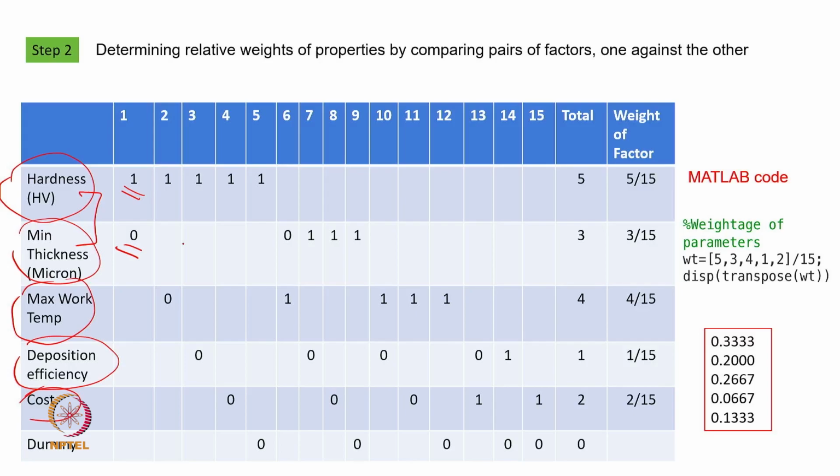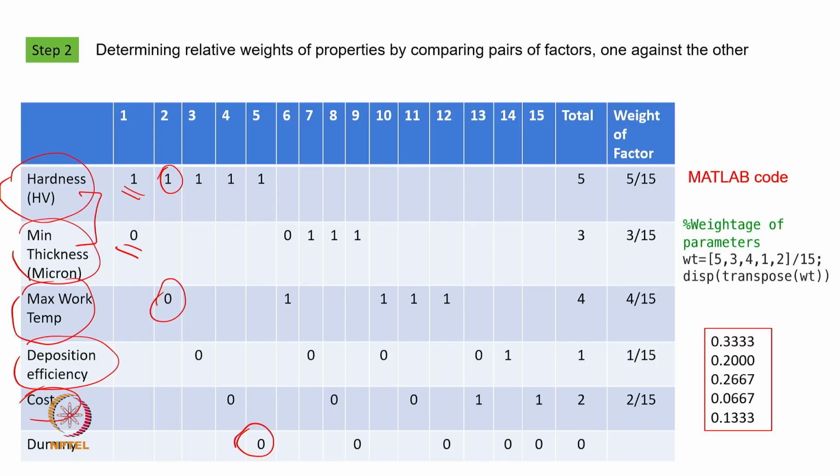Then comes hardness versus max temperature. We say again I will give maximum weight to hardness, I will not give the working temperature the importance that I am giving to the hardness. Then similarly, hardness versus deposition rate, hardness versus cost, and the last one is the dummy. We know that this parameter has been added to get all the 0 numbers. Finally, it will be removed; it is only for the mathematical point of view.